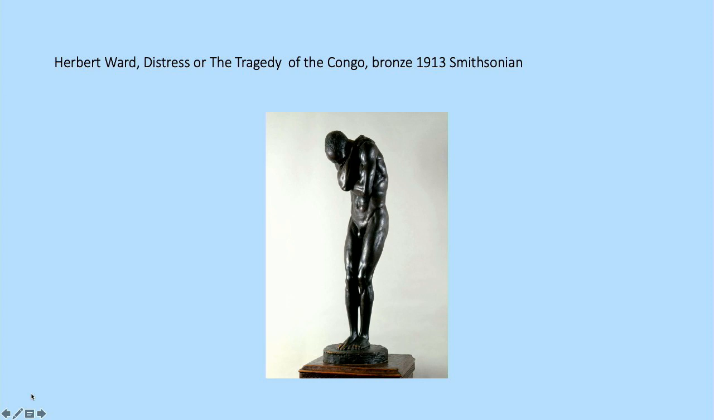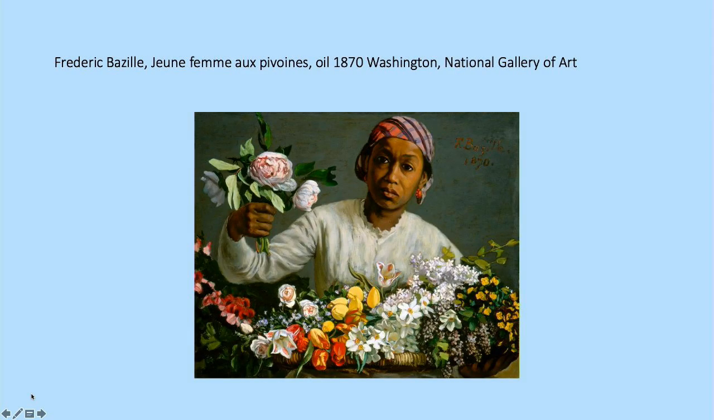The anthropological concern with the variety of human types in Africa, with different ways of life according to climate and region, affected artists directly. In paintings influenced by Manet's Olympia, the black female's Africanness is emphasized by clothing, especially head covering. This is notably the case with the Impressionist Frédéric Bazille's Young Woman with Peonies in the National Gallery. And there she has an elaborate striped headdress.